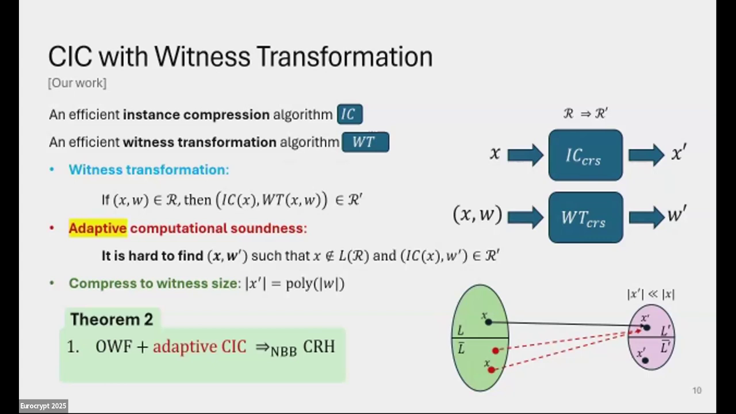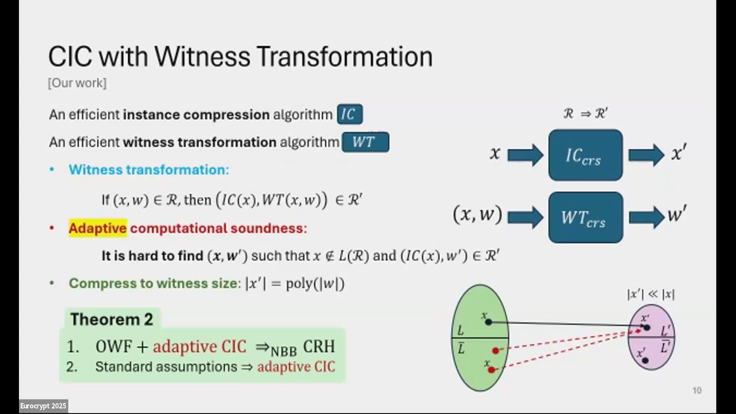For these questions, we answer with our second theorem, saying that assuming adaptive CAC, we can get CRH from one-way functions, and this construction is actually non-black box. The same construction that worked for Harnik and Naor works in this case. Most of the work is the analysis.